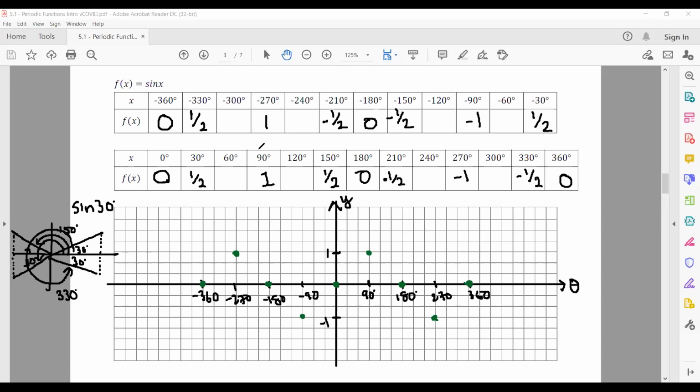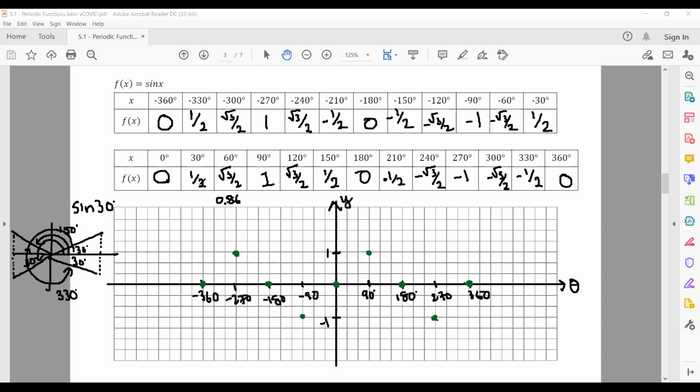Shall we continue? If we had a 60, this would be root 3 over 2. And as I come down, it would be root 3 over 2. This would be negative root 3 over 2. This would be negative root 3 over 2. And you can plug it in too to get the same numbers on a calculator. The calculator would give you 0.866. Okay, this is negative root 3 over 2 and negative root 3 over 2.